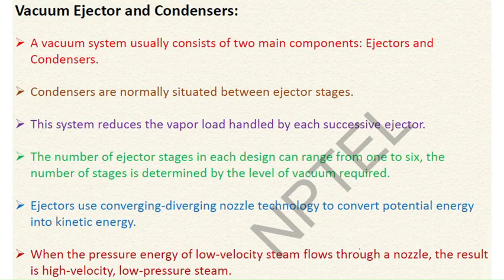Vacuum ejector and condensers. A vacuum system usually consists of two main components, ejectors and condensers. Condensers are normally situated between ejectors. These are the ejectors, and in between them, condensers are present.